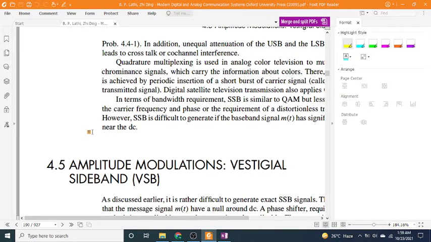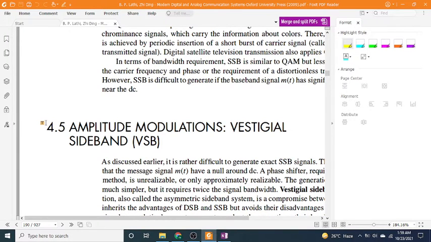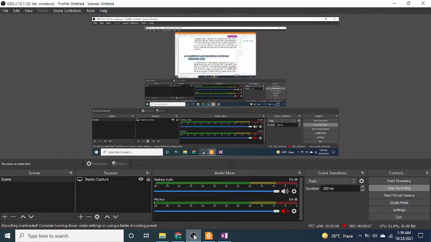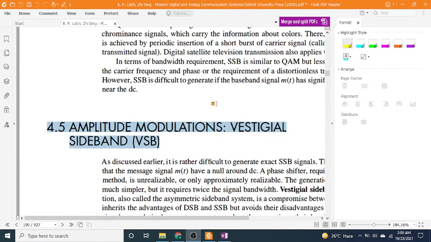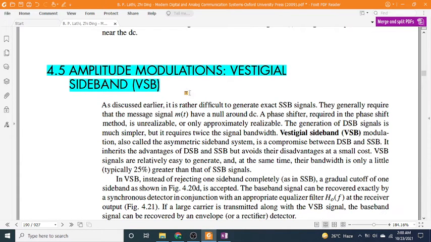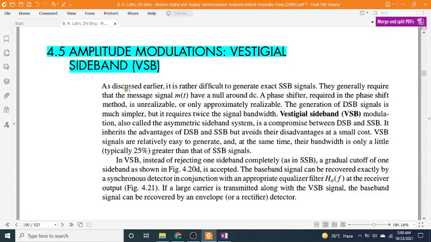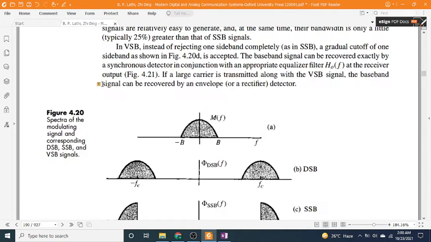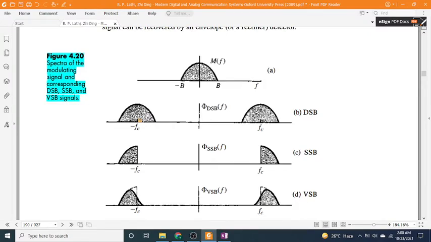4.5 Amplitude modulations, vestigial sideband, VSB. Figure 4.20. Spectra of the modulating signal and corresponding DSB, SSB, and VSB signals.